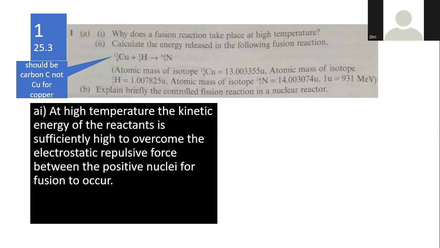Calculate the energy released in the following fusion reaction. Okay, how do I do that? Yep, what should I do?